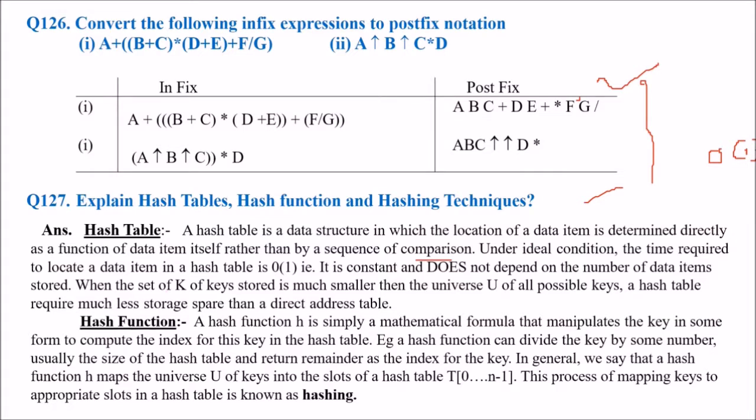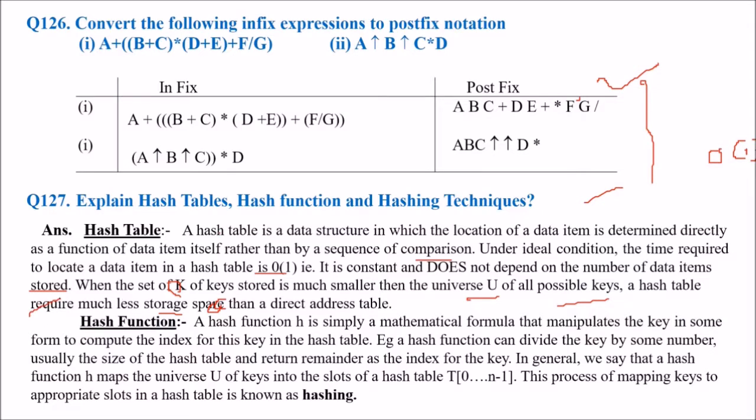Under ideal conditions, the time required to locate a data item in a hash table is O(1). That is, it is constant time and does not depend on the number of data items stored. So when the set K of keys stored is smaller than the universe U of all possible keys, a hash table requires much less storage space than the direct address table.